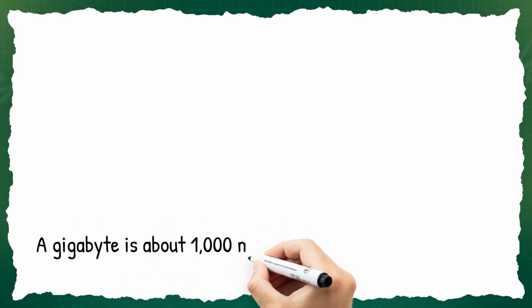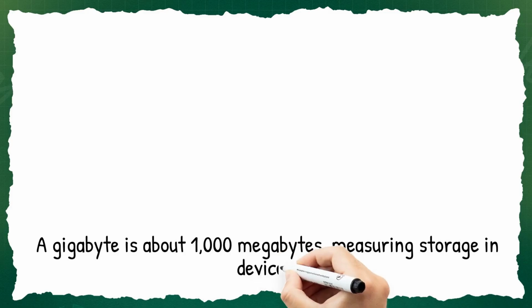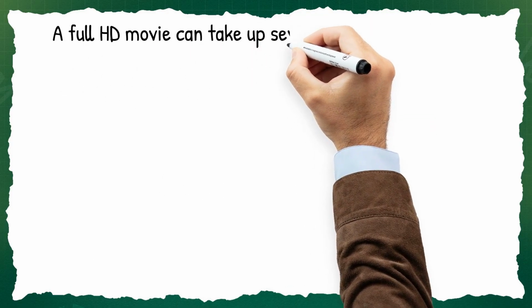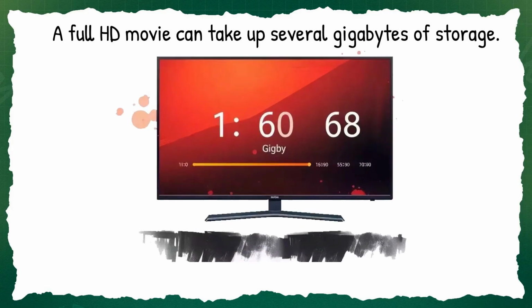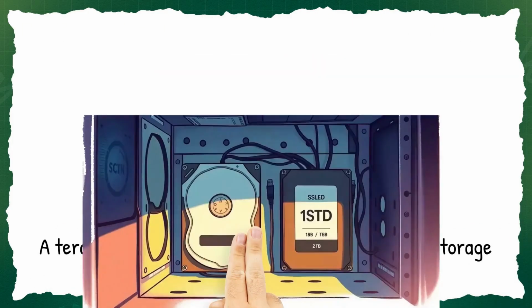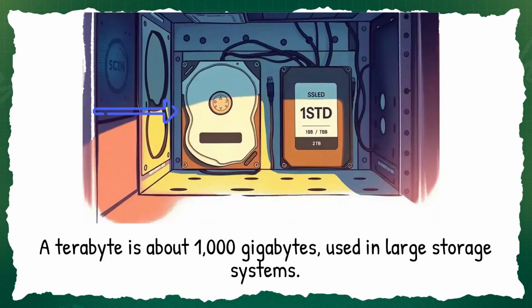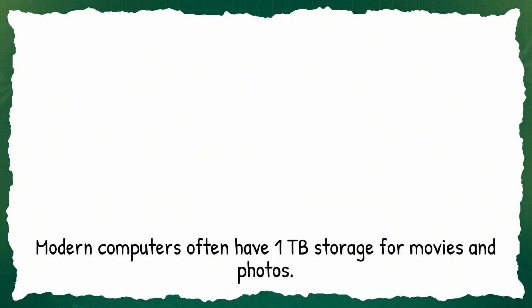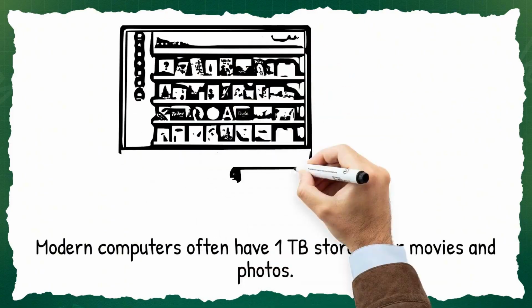Gigabyte. A gigabyte equals about 1,000 megabytes. This is one of the most commonly used units today. Smartphones, laptops, and USB drives often measure storage in gigabytes. A full HD movie might take up several GB. Terabyte. A terabyte equals about 1,000 gigabytes. This is used for large storage systems like hard drives and SSDs. Many modern computers now come with 1 terabyte or more of storage, which can hold thousands of movies or millions of photos.